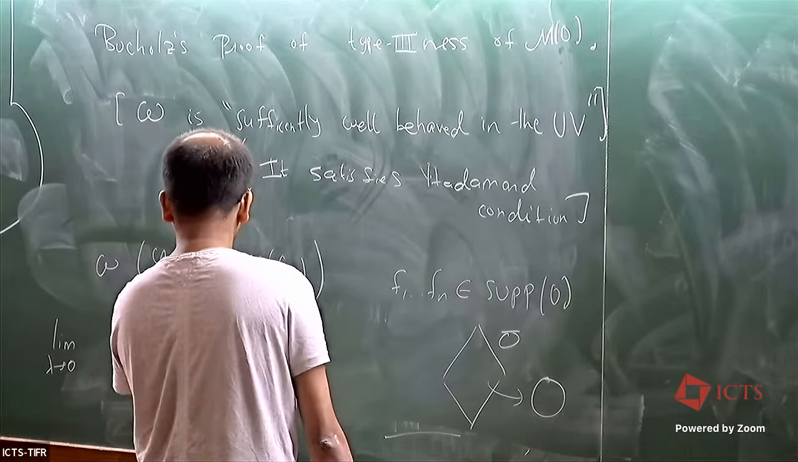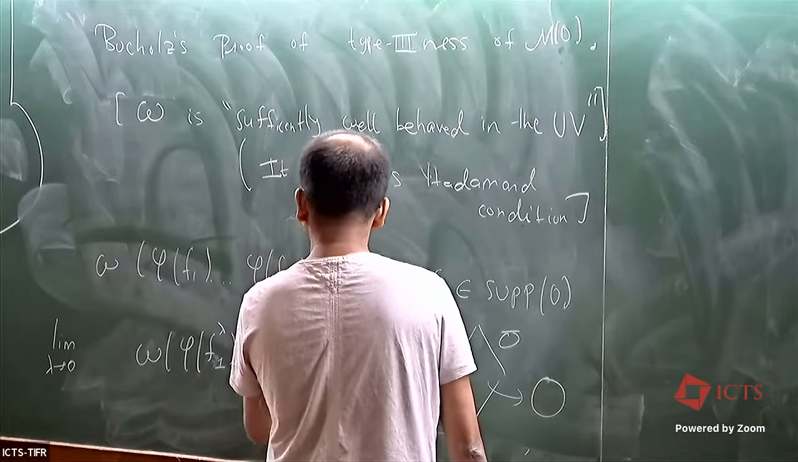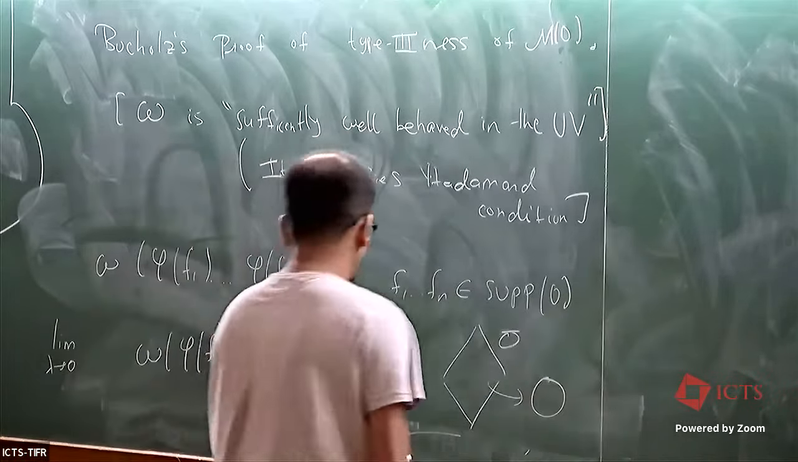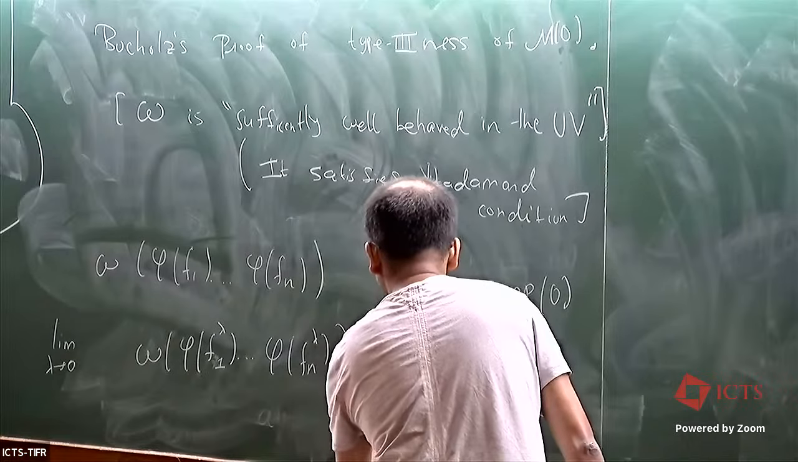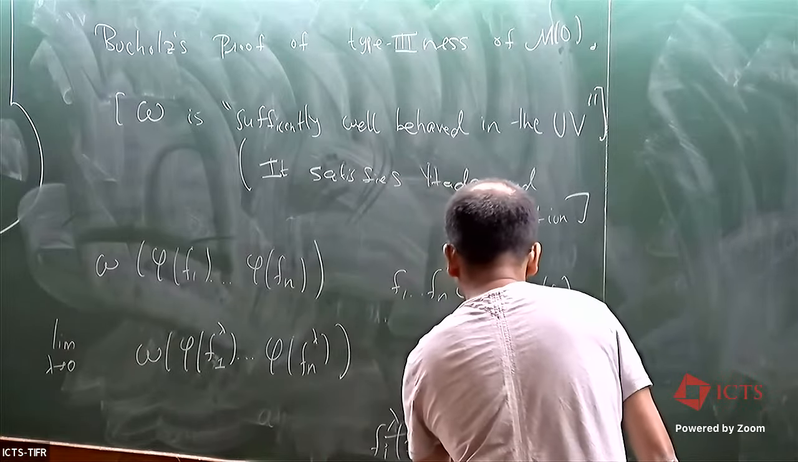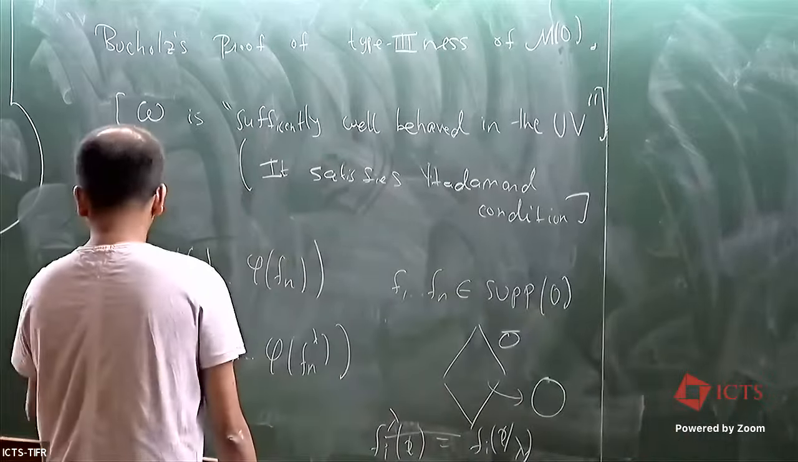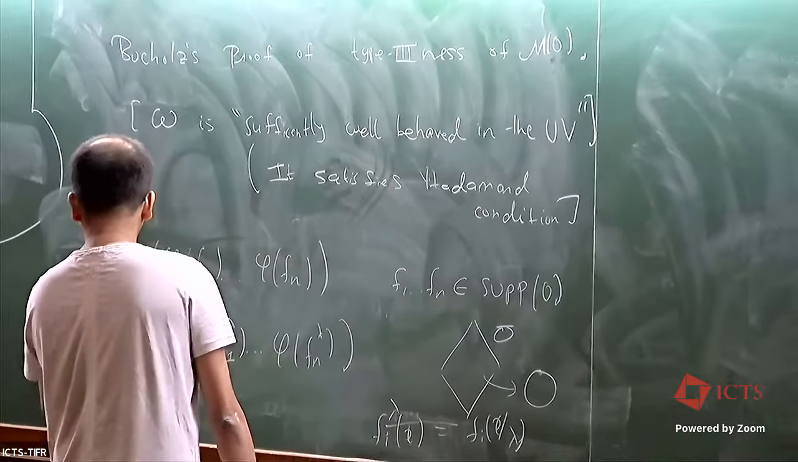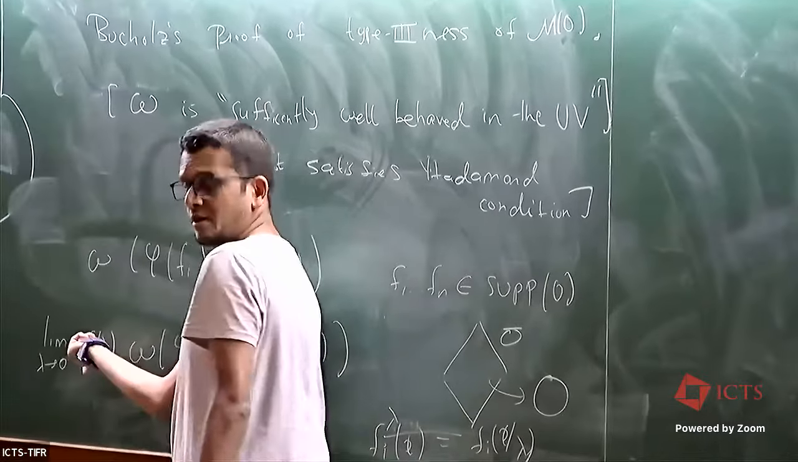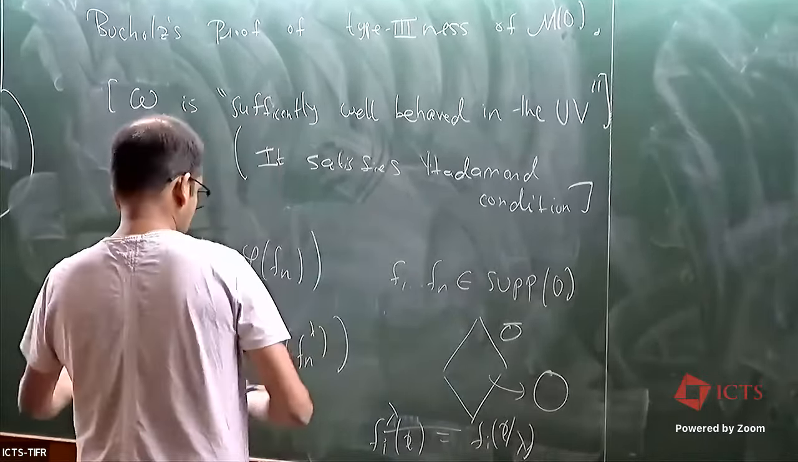I will explain what this notation is, where f_i^lambda(x) is f_i(x/lambda). Then there is always some positive and monotonic function of lambda, let's call it f, to the power m, such that this limit is finite.